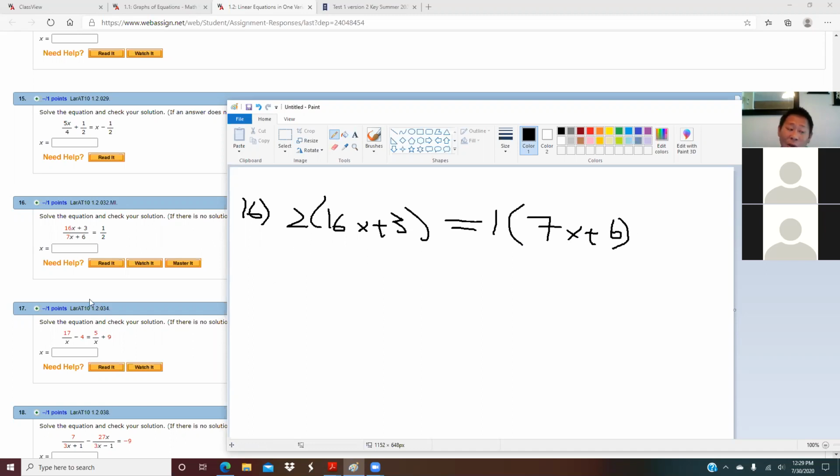The rest of this you cannot do, like, oh, let's do that. No, you cannot do it. Okay, and then the rest you guys can do. You just distribute your 2 and then distribute your 1 and then solve for x. I think you guys know how to solve here.